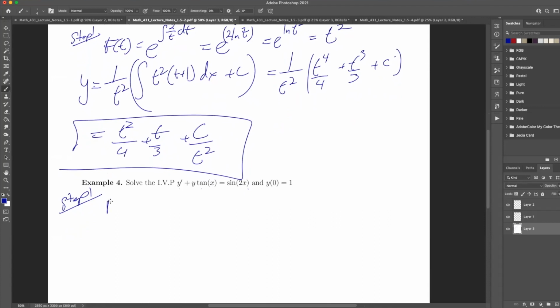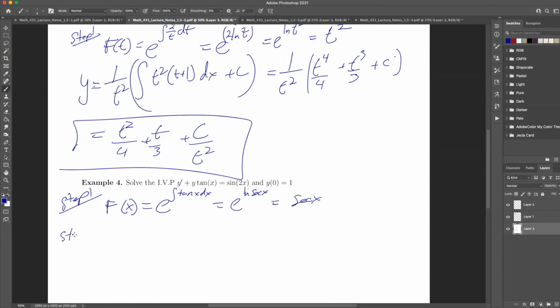Our first step is to find f of x in this case. My integrating factor is the following: e to whatever's on my y, integrated, tan x dx. Well, the integration of tan x dx is e to the ln of secant x. The ln of secant x cancels out, so you just get secant of x.